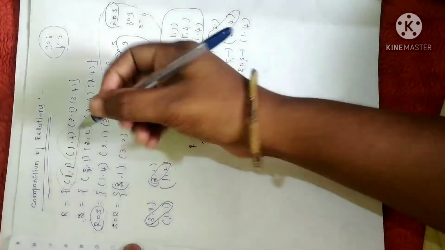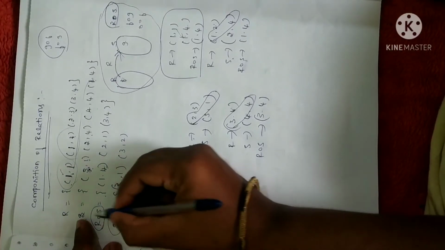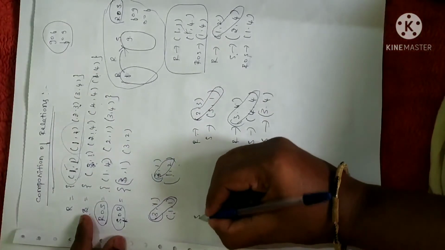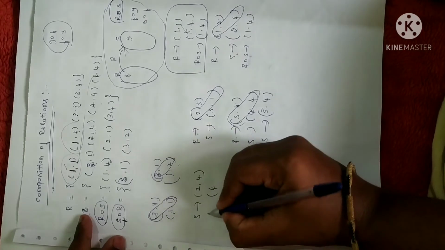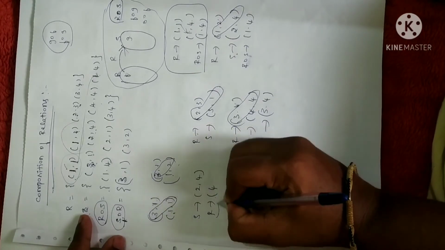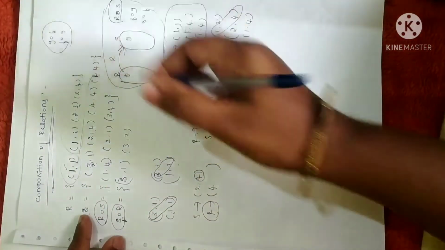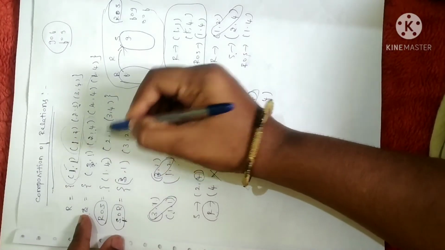Fine. Now, take the next element in S. Since we are dealing with S o R, first you have to take the S element. Here, the second element in S is 2, 4. Now, do we have an element in R which starts with 4? In R, we don't have one. So we cannot obtain any element in S o R for the second element.